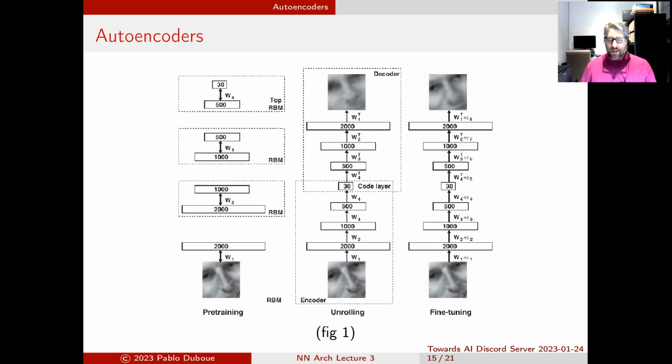So once we have these RBMs trained, we can unroll them and stack them in the opposite order. And we get a full network that goes 2000, 1000, 500, bottleneck of 30, 500, 1000, and 2000. That we can then fine tune using stochastic gradient descent, and we get a fairly good quality autoencoder. A deep autoencoder was not available with other techniques at that time. These days, deep autoencoders can be trained with stochastic gradient descent directly without resorting to pre-training on RBMs, and they are fairly successful.